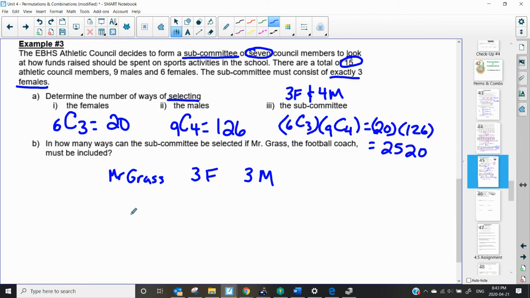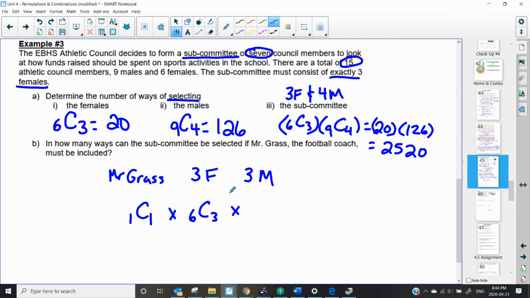Well, to choose Mr. Grass, it's 1 choose 1. There's only 1 Mr. Grass, and we're only choosing 1 Mr. Grass. And so from combinations before, we know that there's only 1 way to choose Mr. Grass. So how many females? There are 6 females. We are choosing 3 of them. And now if we look at the males, there are 9 males to begin with, but Mr. Grass is one of those males, and so we have 1 less male to choose from.